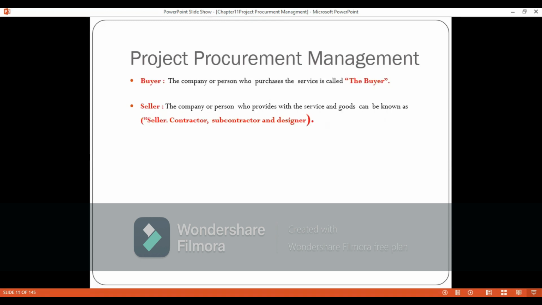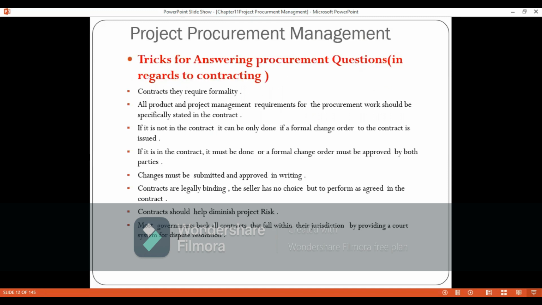Now, when we look at the distinction between the buyer and the seller, you know that the buyer is the company or the purchaser. A person who purchases a service is known as a buyer. A seller is the person who sells the goods and is known as a seller, contractor, subcontractor, or designer.